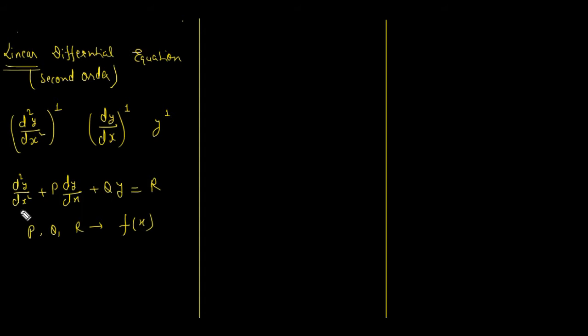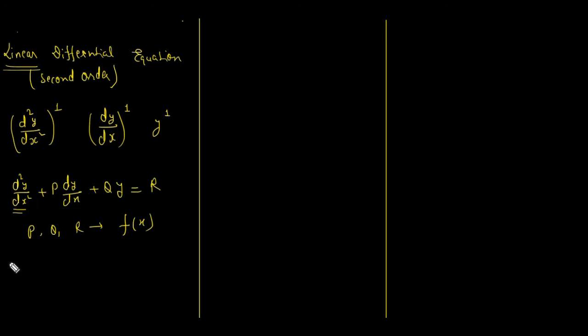Why second order? Because the highest derivative term is this two-time differentiation of y. So this term will decide the order, which is equal to 2, and the power of the term dy by dx or d2y by dx square or only y is equal to 1. That is why it is a linear equation.